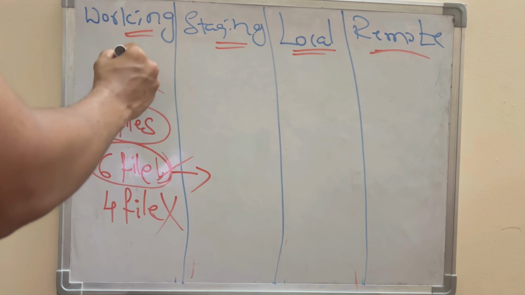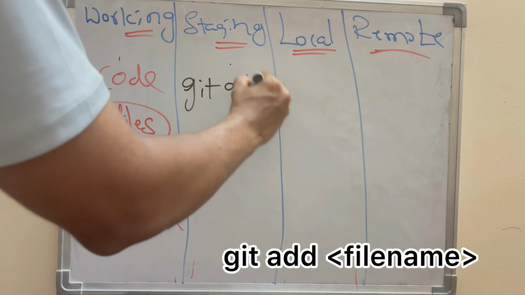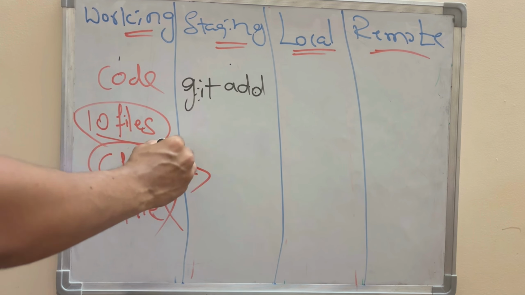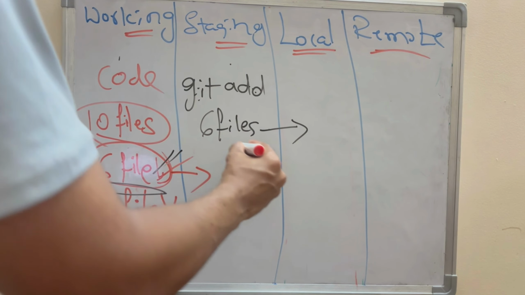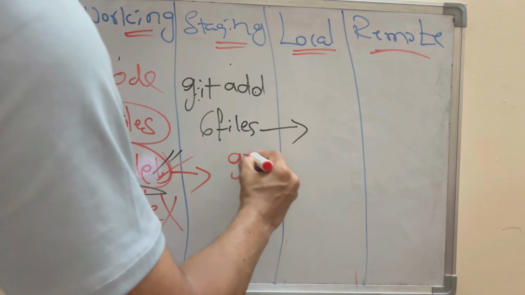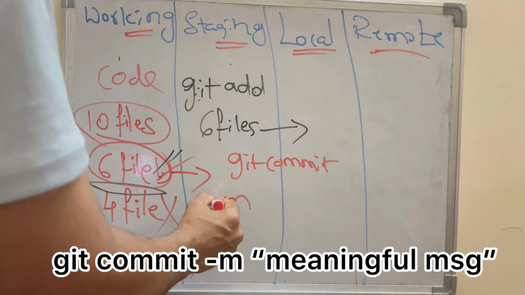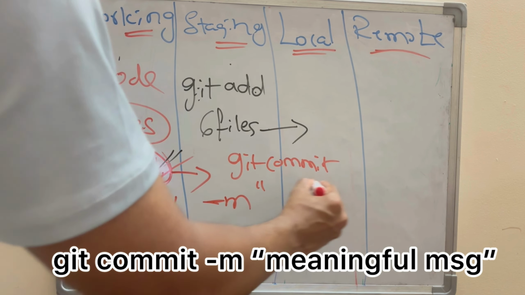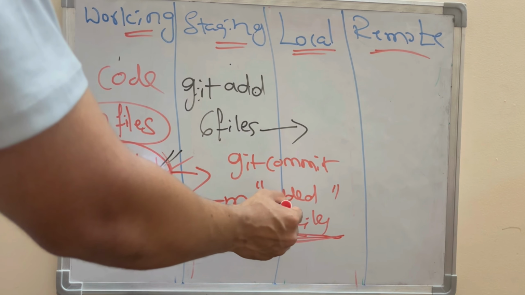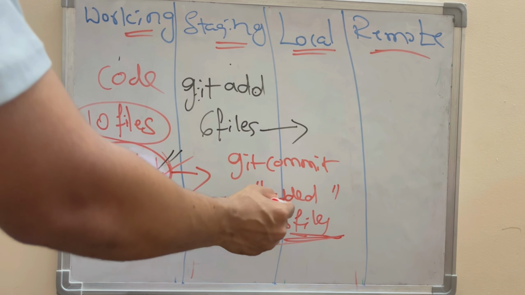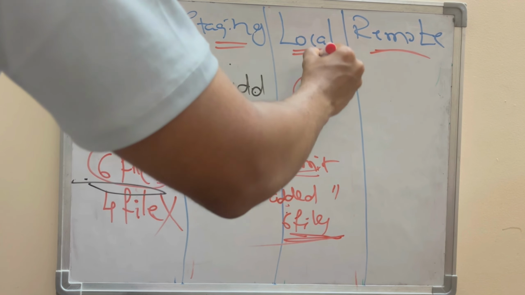To move the files from the working area to the staging area, you have the command git add. Then you can add these 6 files. Now we want to add these 6 files into your local Git repo. For that we can run the command git commit. Also you have to add a commit message using -m, then the commit message here. This commit message should be meaningful. If any other developer sees this message, they have to understand what changes you have done in this particular commit. Now these 6 files are tracked in your local repository.